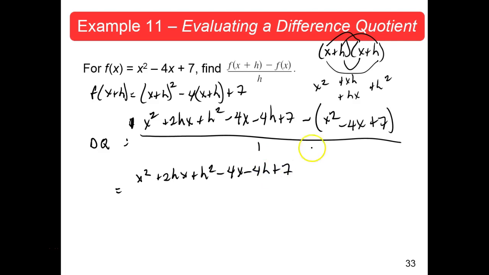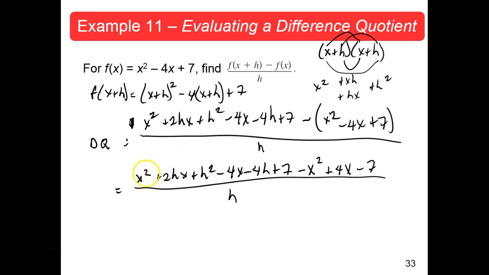Now distribute the minus sign like you said, and what do you get? Minus x squared. Okay, how about the 4? Plus 4x minus 7, all divided by h. What happened to my h before? Now we see if we can combine any like terms.